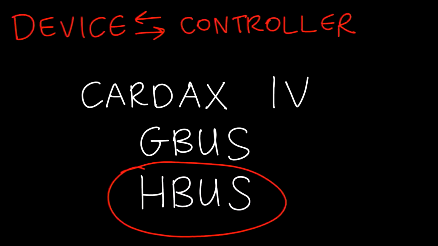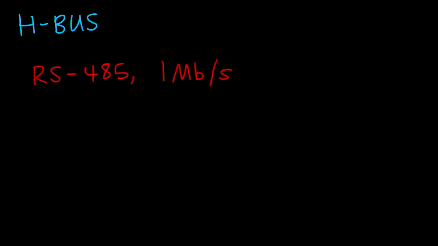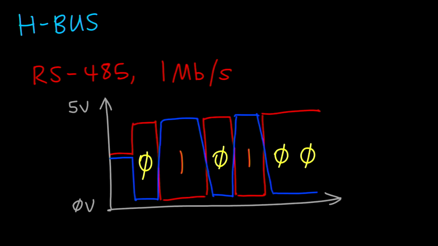Now let's very quickly look at HBus. HBus uses RS485, which is a differential serial thing. The protocol runs at 1 megabit per second. It's pretty fast for serial. It's very simple. There's just 2 voltages. If one's higher than the other, it's 0. If it's the other way around, it's 1. So it's very noise tolerant.